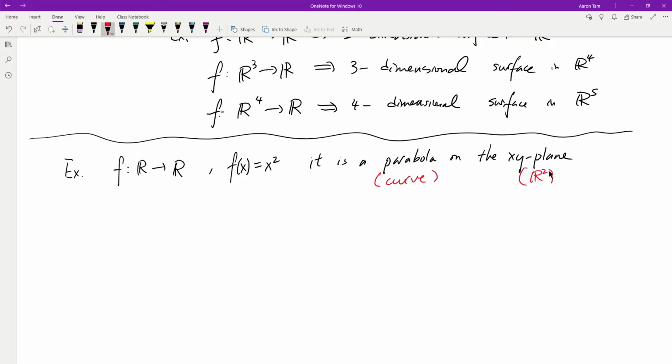So you know that this function would generate a curve in R2. It's just that we didn't use that kind of terminology before when you first learned about it. But now that we have this terminology, we can use it to expand to higher dimension. Okay, but we know it is a parabola on the xy plane, which basically means it is a curve, and the xy plane is technically just R2.